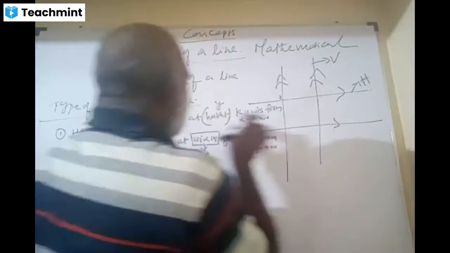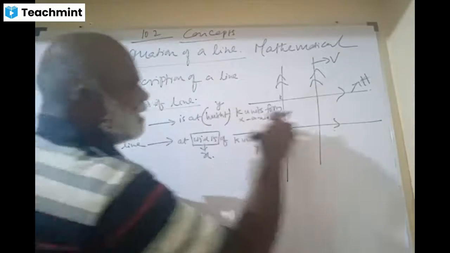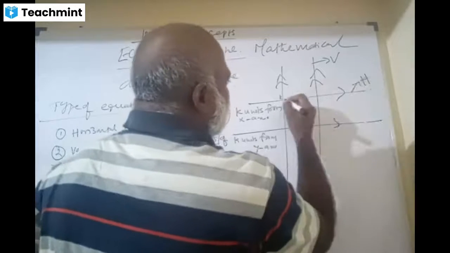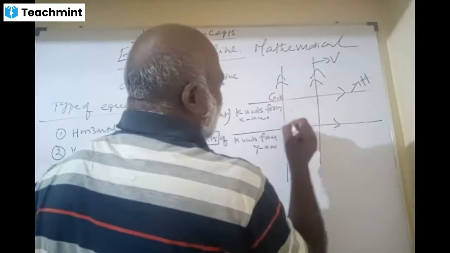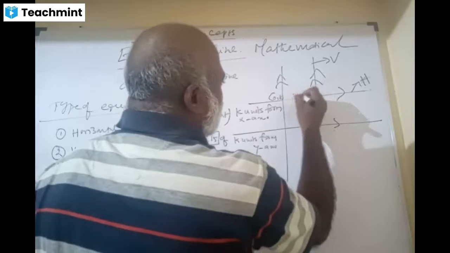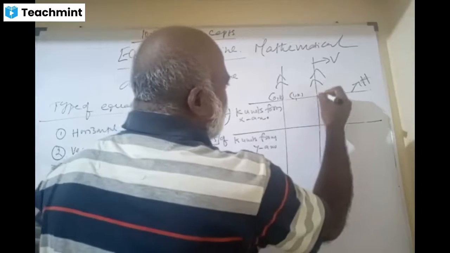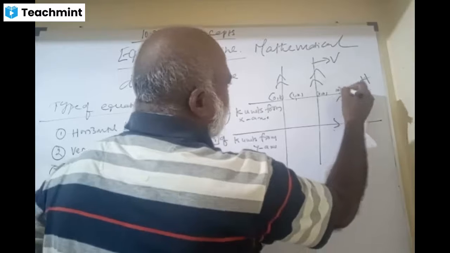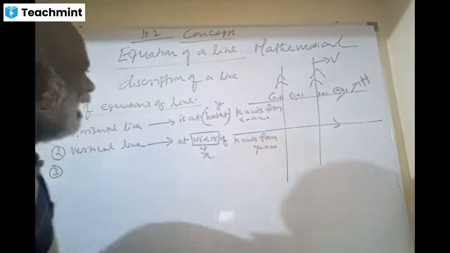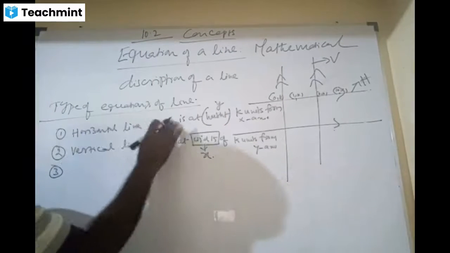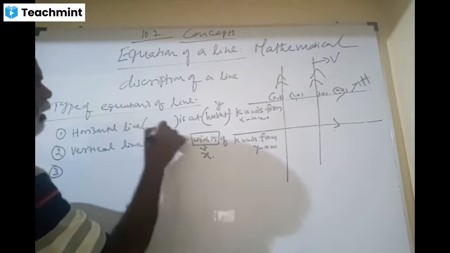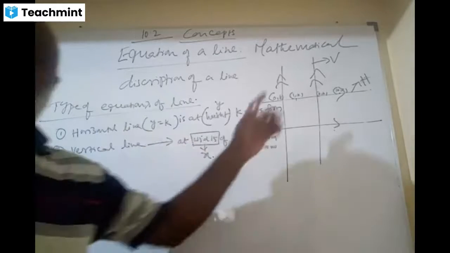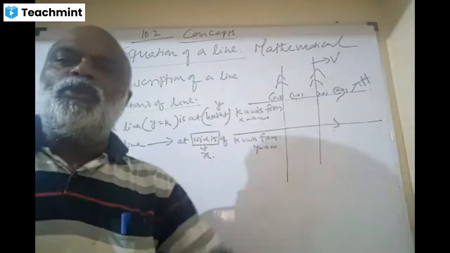That means y is k units. The points on the line are called (0, k), (1, k), (k, k), (10, k). That's why the equation of this horizontal line is y equal to k. If it is 2 units, y equal to 2.